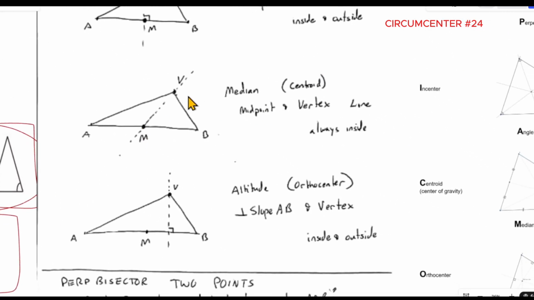Medians go through the midpoint and the vertex, and to find the equation of that line, you use those 2 points. So you'll get the slope by doing y2 minus y1 over x2 minus x1. That'll give you the slope of that line. And then you need one more point on the line. You can either use the vertex or the midpoint to get the equation of the line.